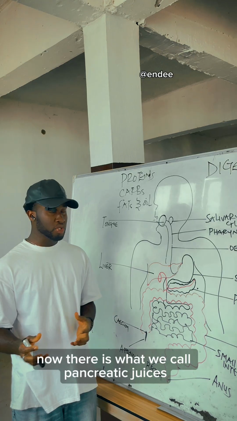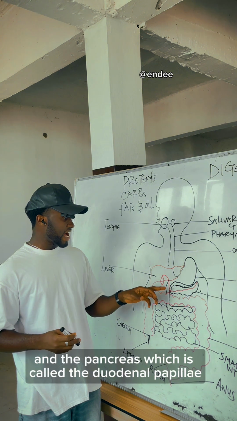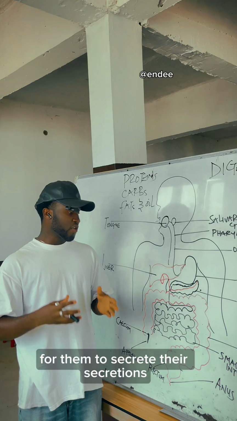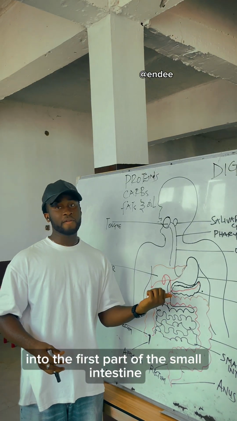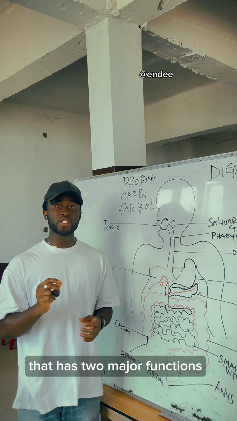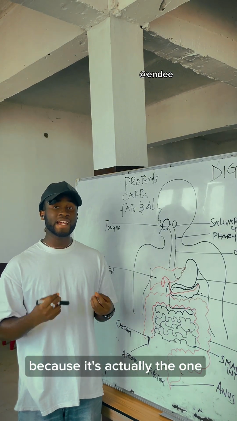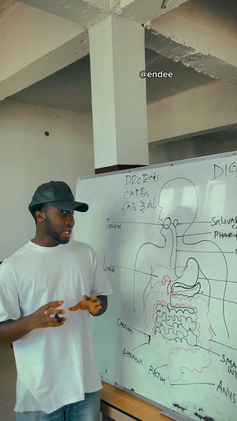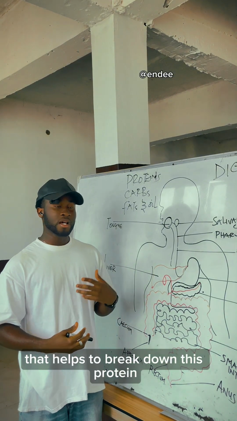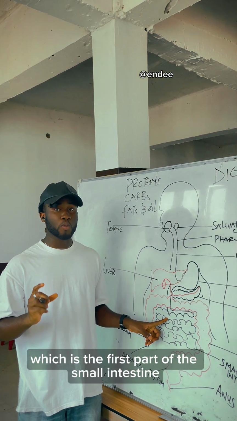Now, there is what we call pancreatic juices that is secreted by the pancreas into the duodenum. There is a connection between the gallbladder and the pancreas, which is called the duodenal papillae. That is where these two organs meet for them to secrete their secretions into the first part of the small intestine, which is called the duodenum. The pancreas is that one organ that has two major functions, which are endocrine and exocrine function. We are going to be talking about the exocrine function because it's the one that is involved in digestion. In the exocrine function, the pancreas secretes pancreatic juices that help to break down protein, carbohydrate, and fat and oil. It secretes them into the duodenum, which is the first part of the small intestine.